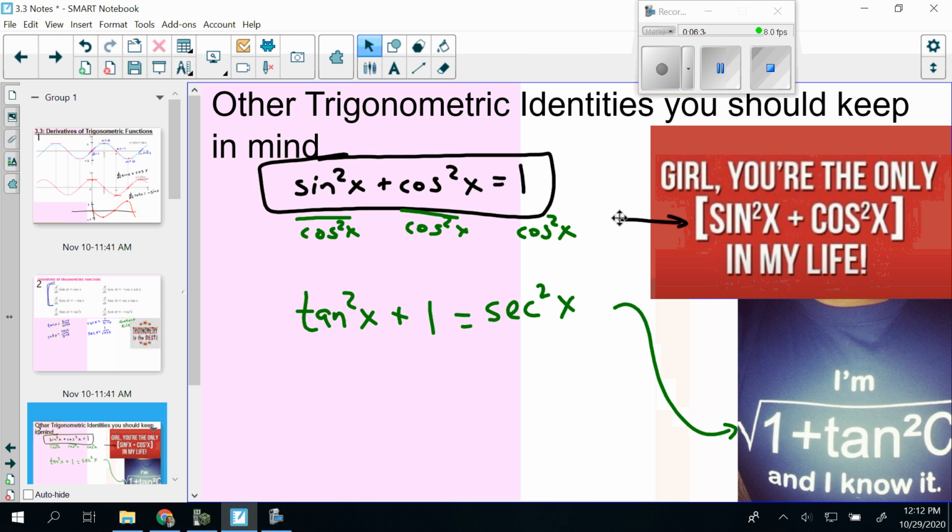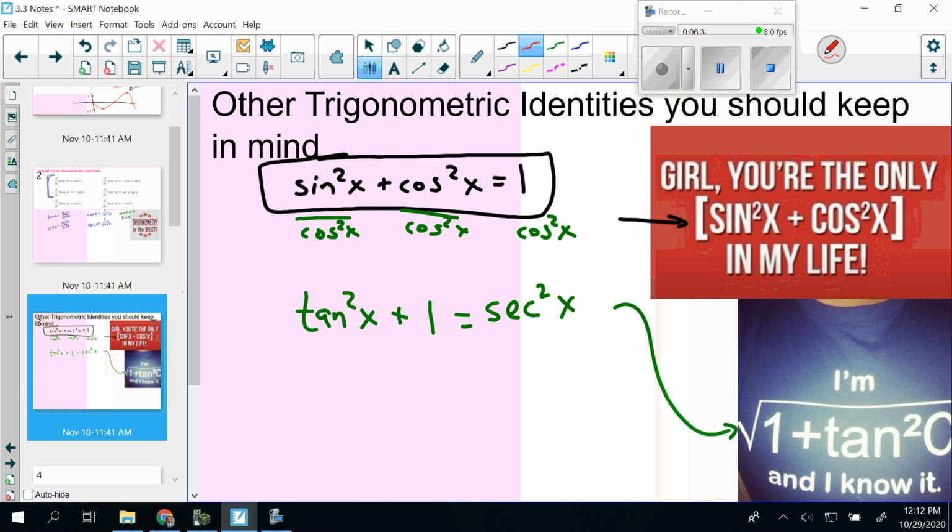All right, so just kind of keep those identities. Those are ones you should, or at least this one you should know right here and be able to find the other ones off of that.